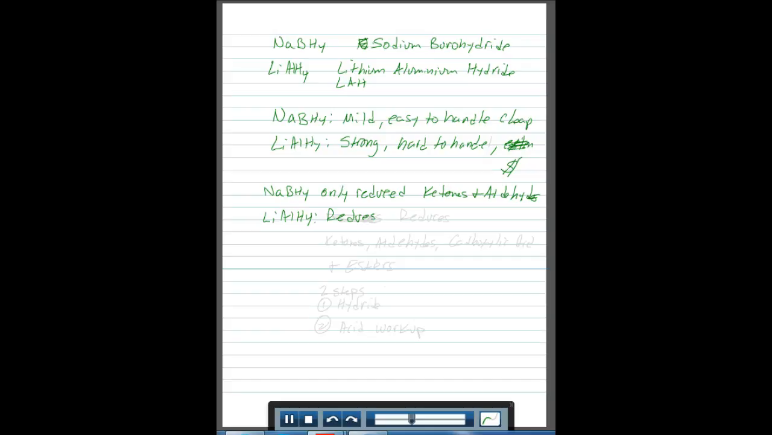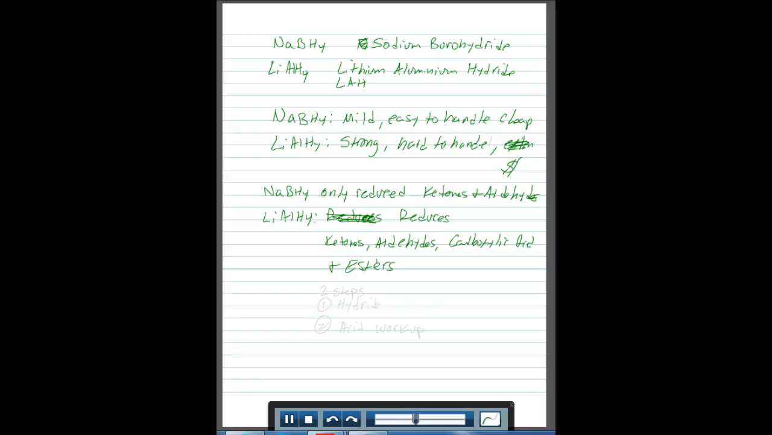It reduces ketones and aldehydes, but it also reduces carboxylic acids and esters. So LAH is much stronger. It reduces everything. Sodium borohydride just reduces ketones and aldehydes.